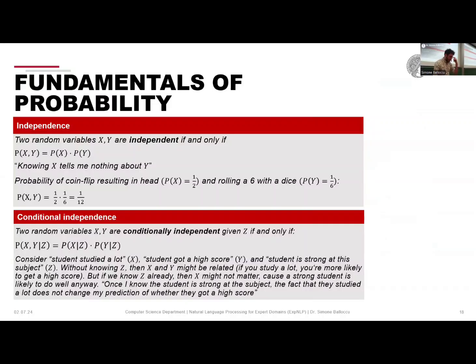Okay, everyone strong on probability. Conditional independence: two random variables are conditionally independent given Z, a third one, if the probability of X and Y given Z is equal to splitting the two individual probabilities and taking the product.